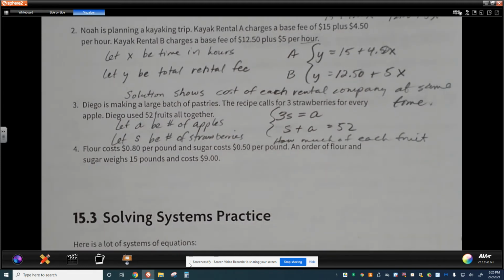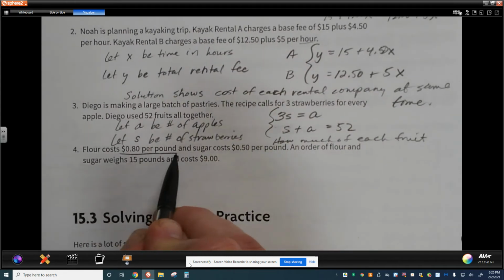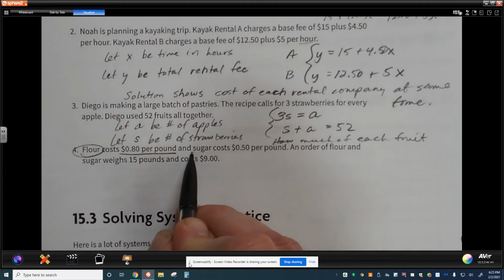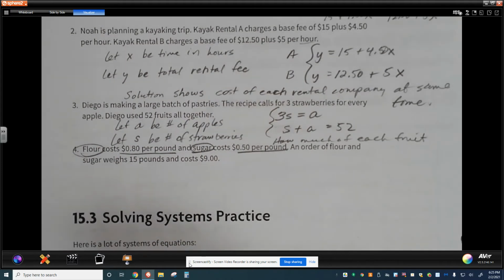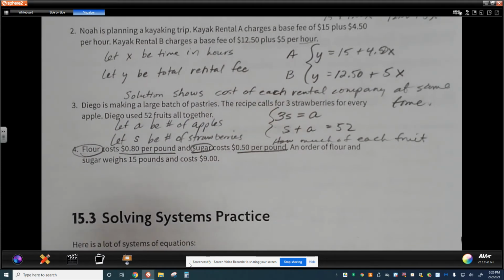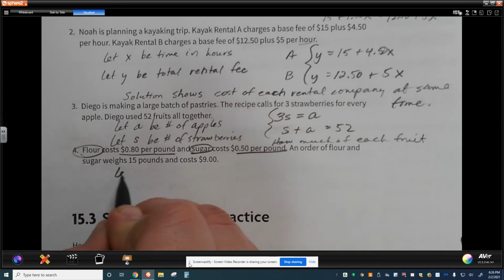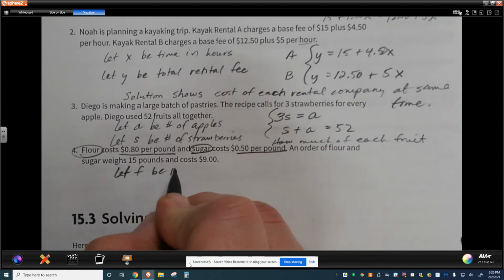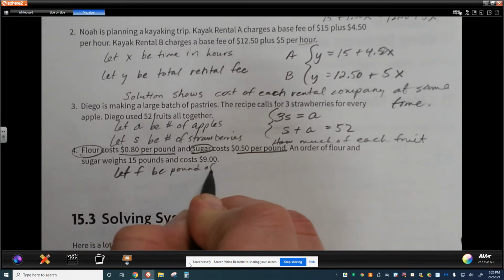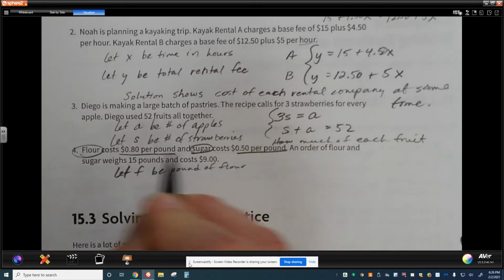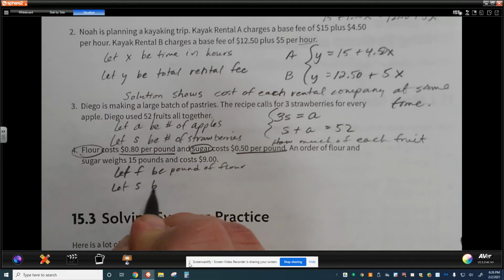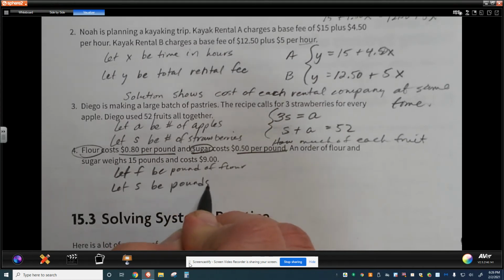So the last one, number 4, the cost of flour is 80 cents per pound, and then sugar costs 50 cents per pound. An order of flour and sugar weighs 15 pounds and costs $9. So again, we're looking at a couple things. So maybe we can say let F be pounds of flour and let S be pounds of sugar.